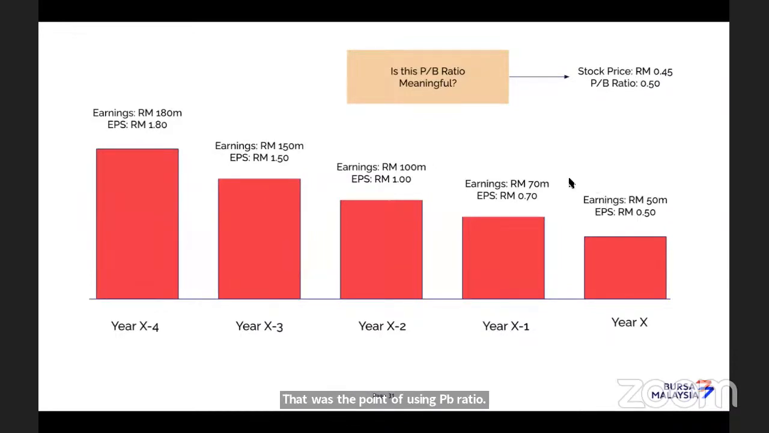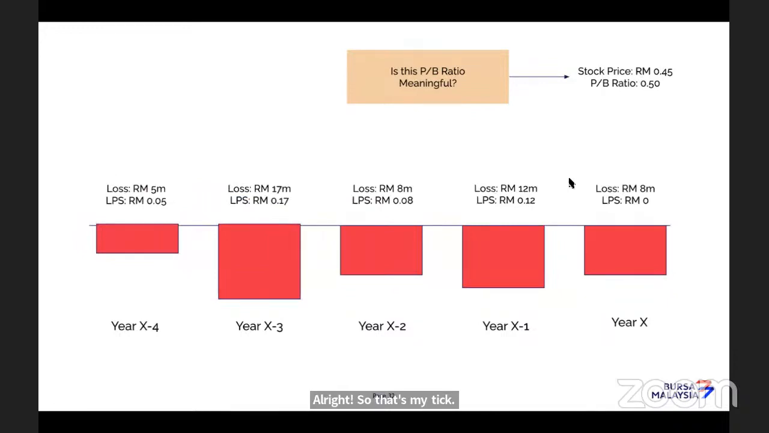All right, so that's my take. Now, another situation is where it's worse than the first one. Some people may buy into a stock simply because the PB ratio is very low. But if you look at this kind of income statement, the stock is actually making losses for the past 5 years. Now, in this case, what is the point of buying this stock? It doesn't even make money. There's no PE for you to calculate. So why bother about PB?